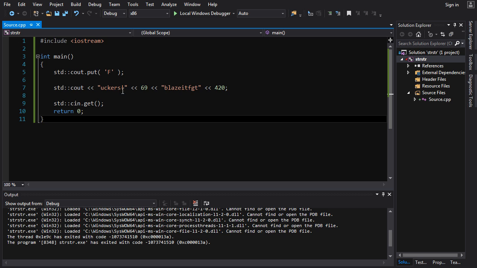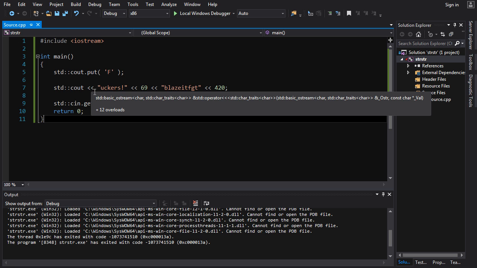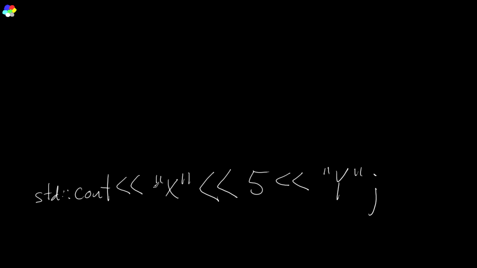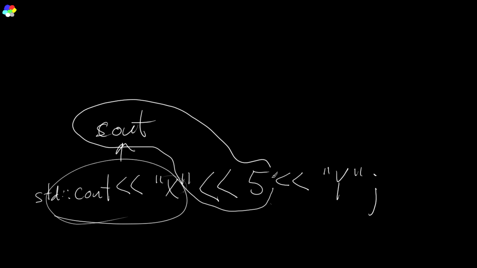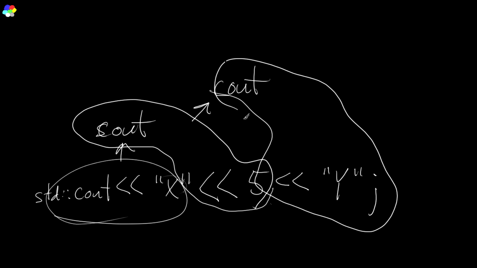Now, the reason why you can do this chaining here is because the insertion operator returns a reference to cout when it's completed. So what happens is this gets evaluated, the string x gets inserted into the stream, and then this operation returns a reference to cout. And then after that, this gets evaluated here. And it converts 5 to a string and outputs it to cout. And then this operation again returns a reference to cout. And then you evaluate this. That's how operation chaining works.